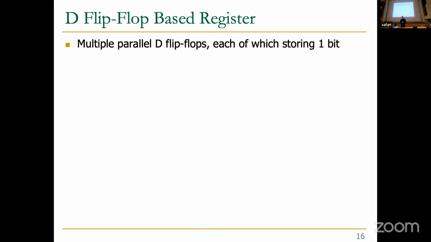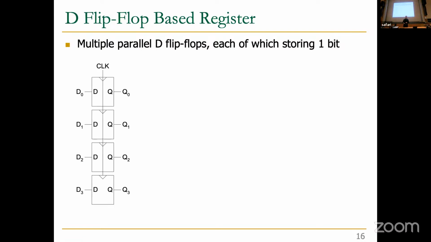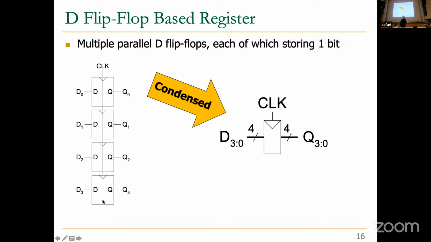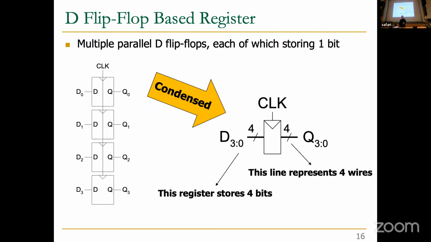So how do you build this? Basically, a D flip-flop based register is very similar to another register that we did build using latches, except now we use D flip-flops. So this picture shows you 4 D flip-flops. So this is a 4-bit D flip-flop based register. And you can actually indicate it this way. This is one representation of it. This register stores 4 bits, and you can see that output is 4 bits also. This line represents 4 wires. That's what this 4 over here means with a slash on the wire. So you'll see this terminology a lot.